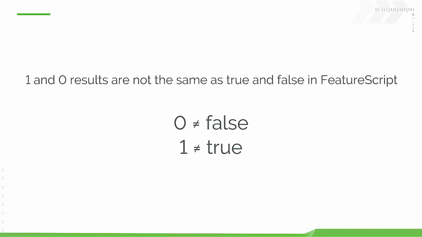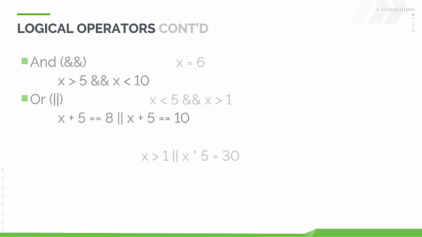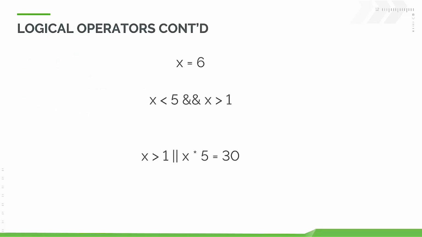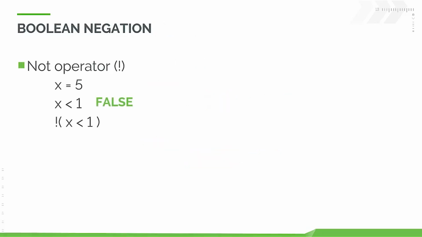FeatureScript, unlike C, does not interpret 0 as false and non-zero as true in Boolean expressions. Along the same lines, there are the logical operators. They allow you to combine several Boolean expressions and return a Boolean for whether the entire expression is true or false. Like most other languages, FeatureScript does not evaluate the second operand unless it needs to. The not operator returns the opposite of the original value. Adding a not operator to the front of a comparison changes it to true instead of false.